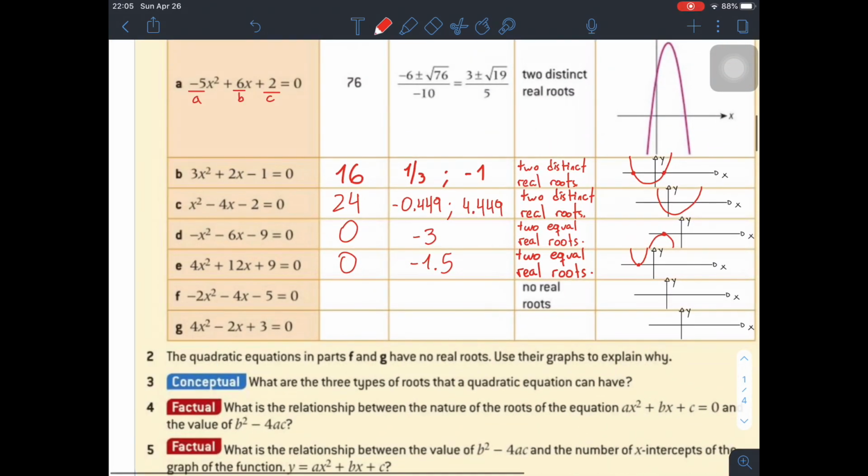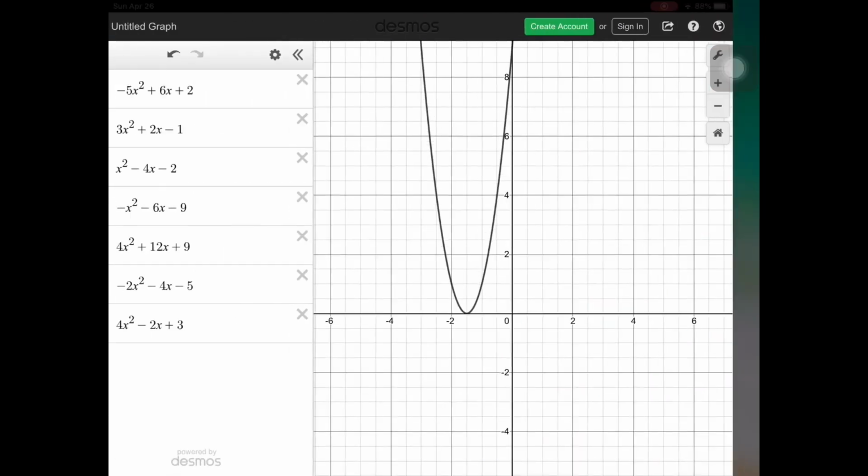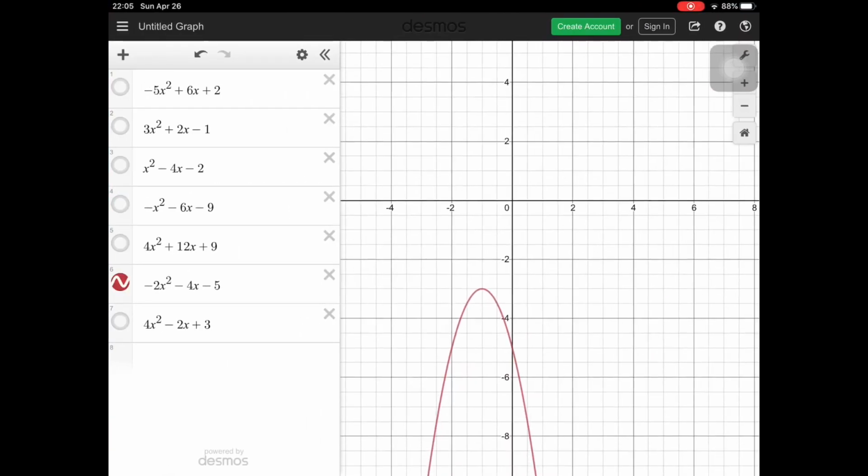Then f and g, let's calculate b squared, which is -4 squared, minus 4 times a, which is -2, times c, which is -5. We get -24 here. That's a negative number. And let's see what happens when we graph this. Let's do f. This is f. What do you notice here?